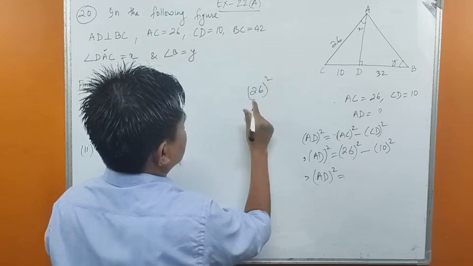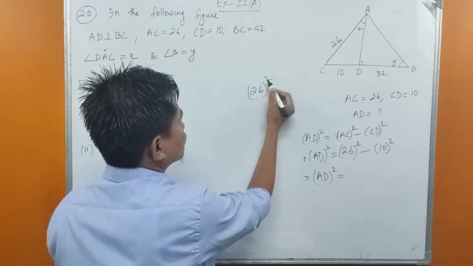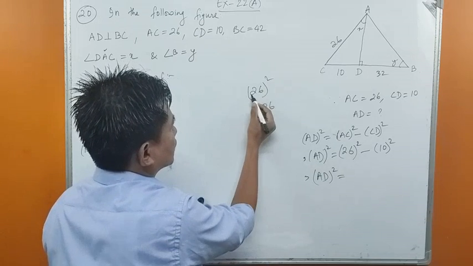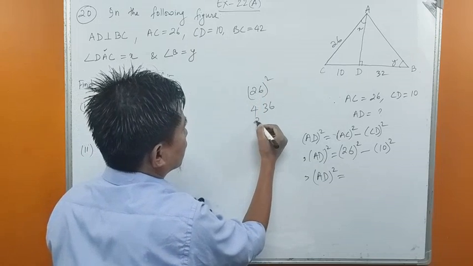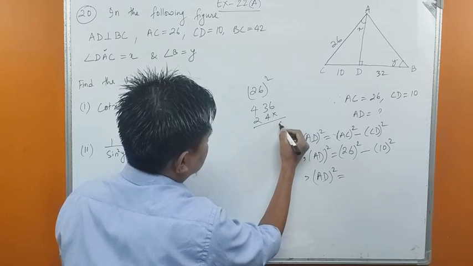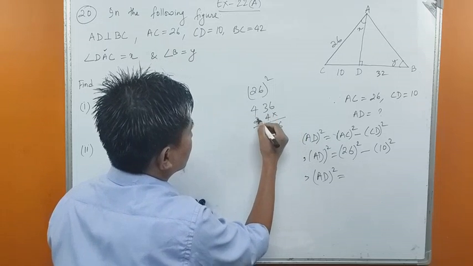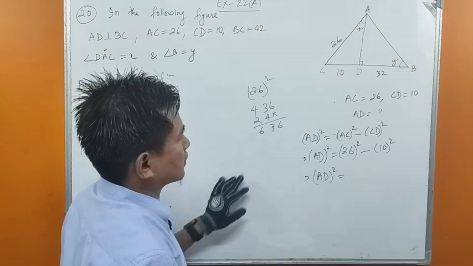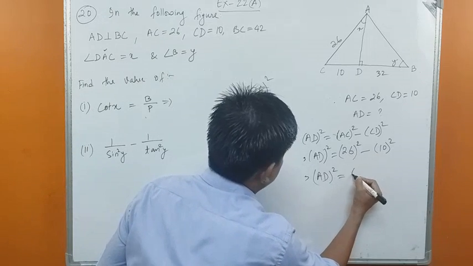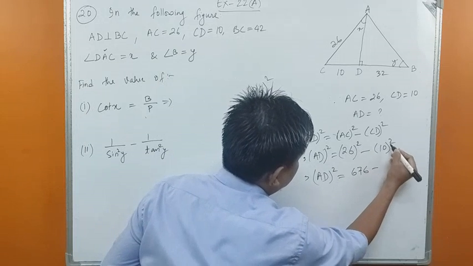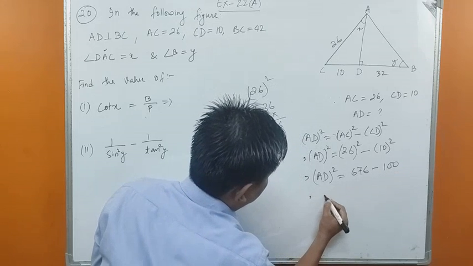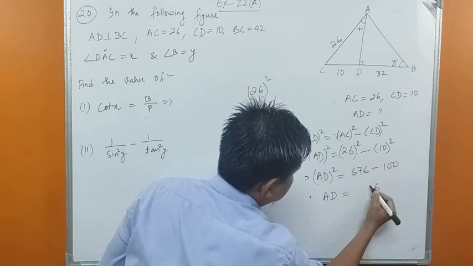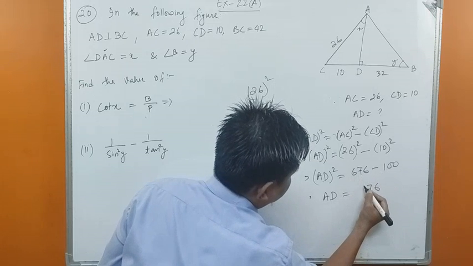26 squared. The shorter way to find the square: 2 squared is 4, 6 squared is 36. Now we multiply all these numbers. 2 sixes are 12, 12 twos are 24. So 6, 3 plus 4 is 7, 4 plus 2 is 6, 676. 26 squared means 676, minus 10 squared, which is 100. So AD squared equals 6 minus 0 is 6, 7 minus 0 is 7, 6 minus 1 is 5.